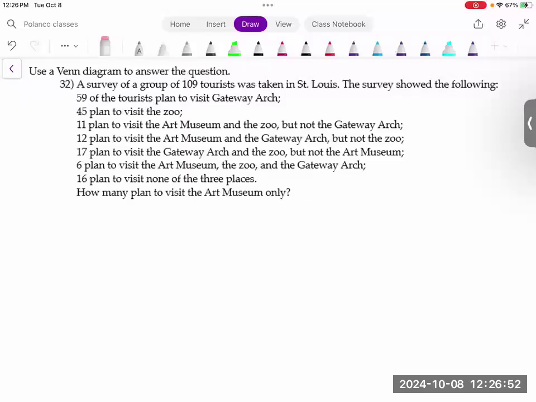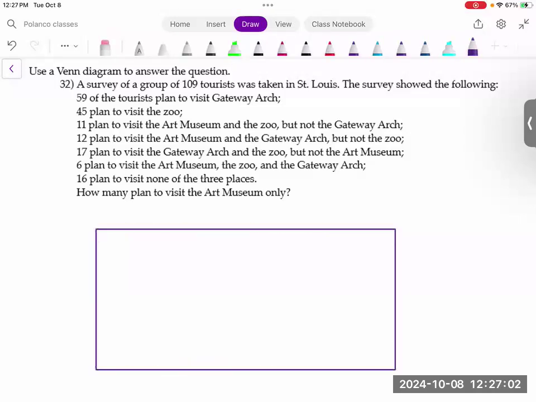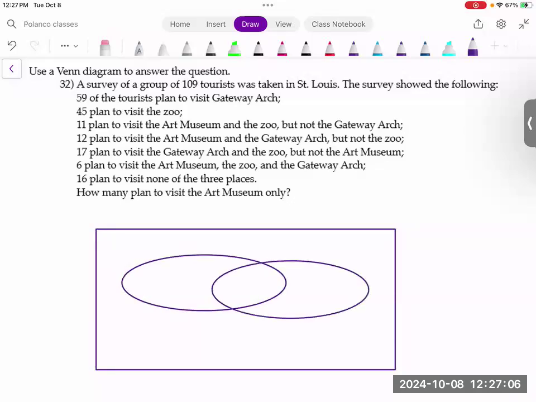Okay, so what we're gonna start with, the Venn diagram. And as you mentioned, guys, there are three sets, right? So the Venn diagram is a box. We're gonna put three sets. All right, what are the three sets?